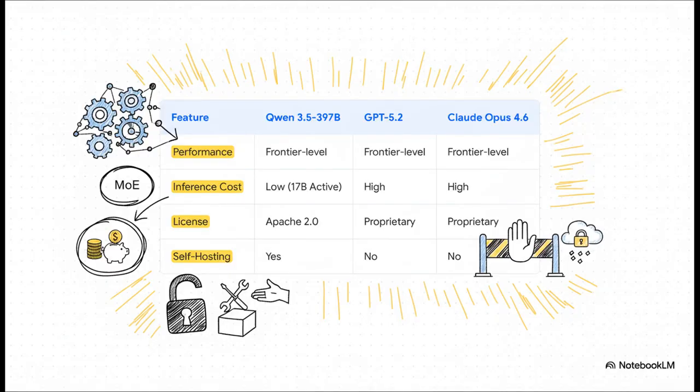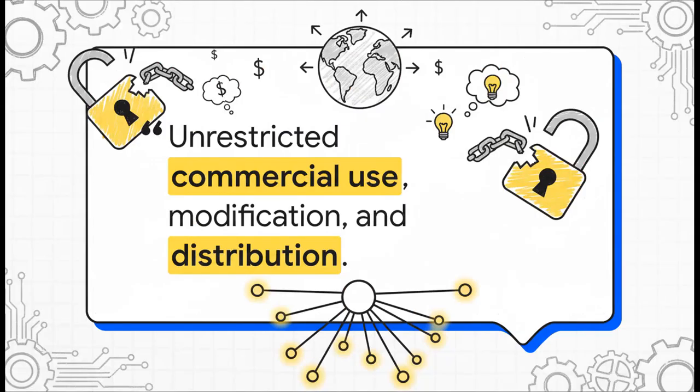When you put Qwen 3.5 side by side with the big proprietary models, you see something amazing. The performance? It's right there at the frontier level, shoulder to shoulder with them. But then you look at the inference cost, and because of that MoE architecture, it's dramatically lower. And then, crucially, you get to the license and the ability to self-host, and that's where the story gets really interesting. That's all thanks to its Apache 2.0 license.